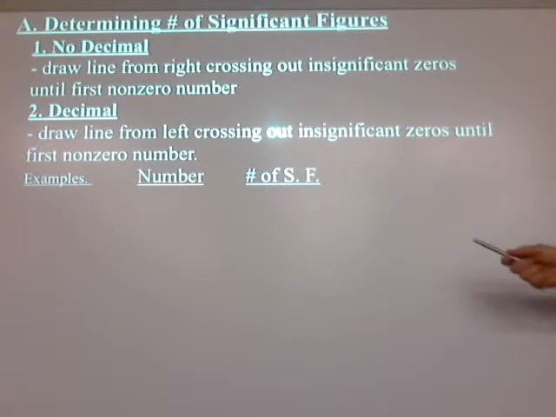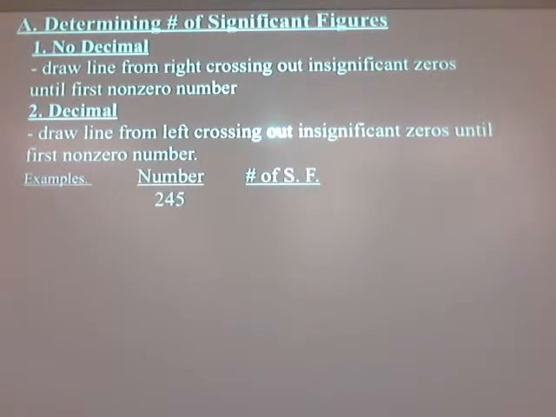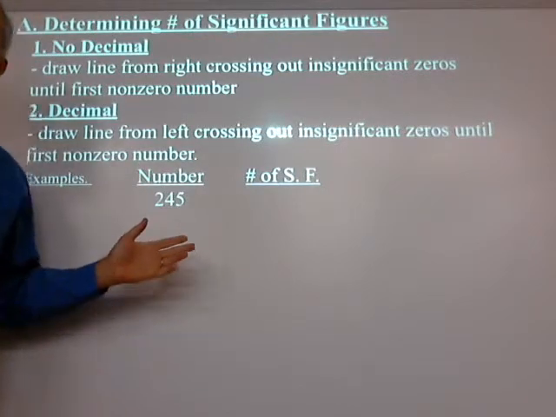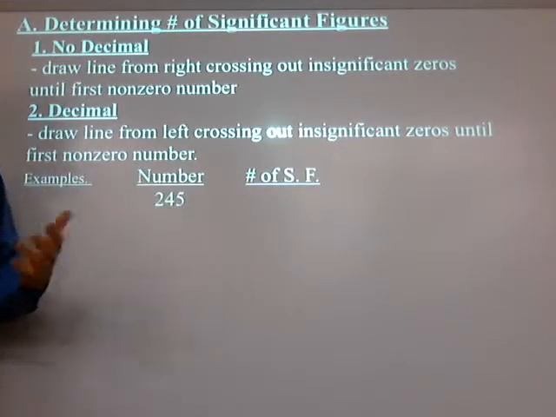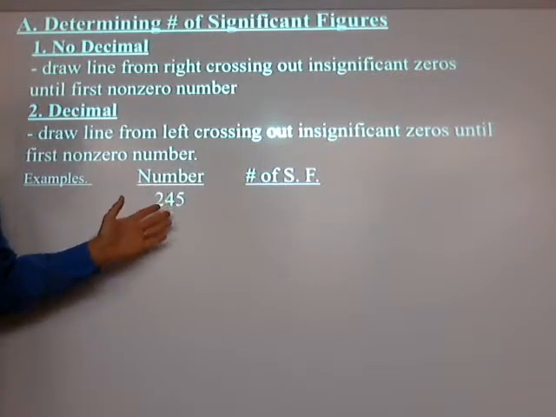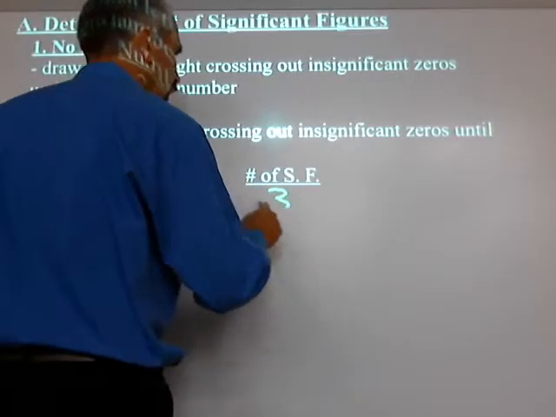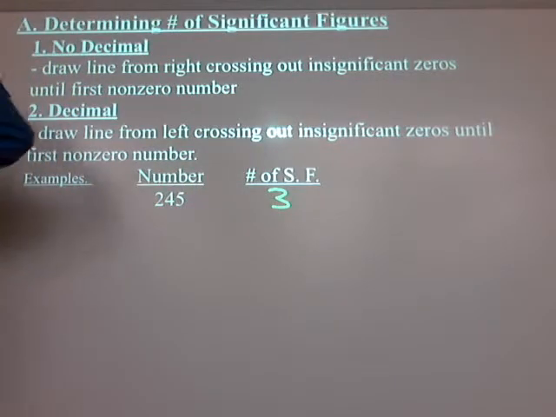Let's start out with a guy who doesn't have any zeros. A guy like that, 245. If there aren't any zeros, if it's an actual non-zero number, everybody there is significant. So 1, 2, 3 numbers, 3 significant figures. That's how many I have. All 3 of them are significant. Simple enough. All right? Now, let's throw some zeros in there.